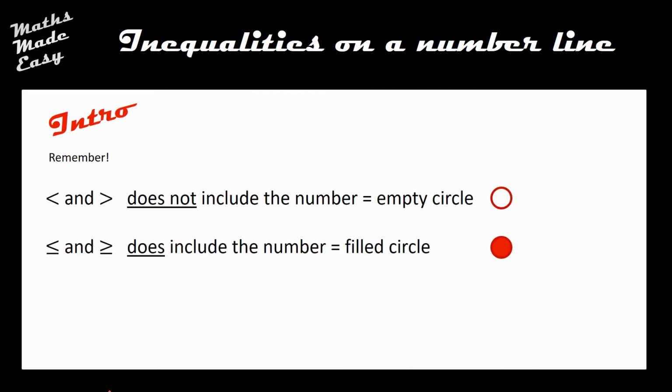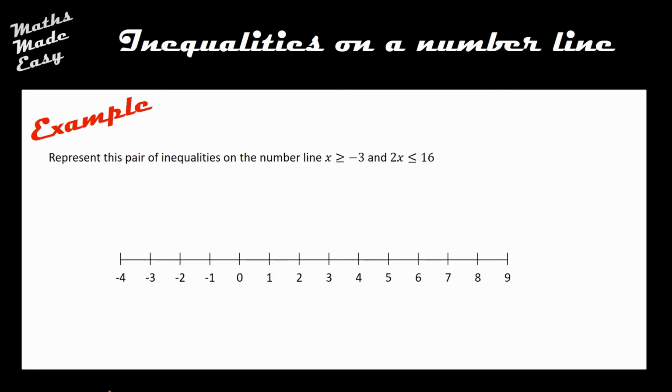Couple of things to remember then, this is really important. Your inequality symbols, if it doesn't have the line underneath, it means that it does not include the number stated, and we represent that with an empty circle. If it does have the little line underneath the inequality sign, then it will include that number, and we represent it with a filled circle.